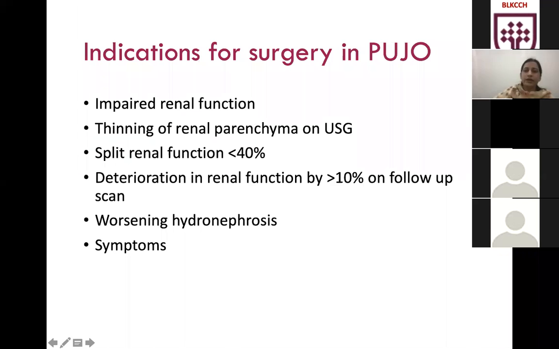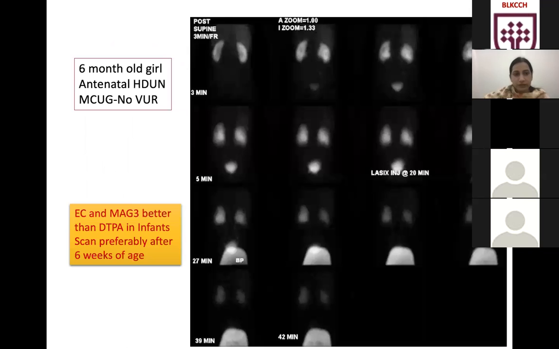So what are the indications for surgery in PUJ obstruction? Impaired renal function, as indicated by deranged creatinine, thinning of renal parenchyma on the ultrasound, and on renal dynamic scan, split renal function less than 40% in the affected kidney, or deterioration in renal function by more than 10% on follow-up, or worsening hydronephrosis, or presence of any symptoms like UTI, pain. These are all indications for surgery.